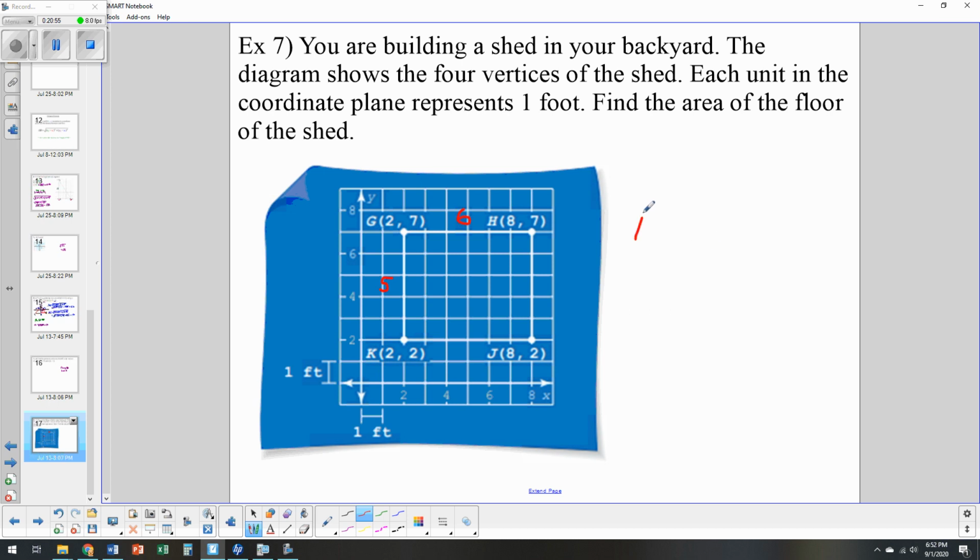So the area of a rectangle is length times width. So that is 5 times 6. And that is an area of 30. And since they told us each one was 1 foot, right there, feet squared, right? Area is always a squared unit. And that is it for day 3.